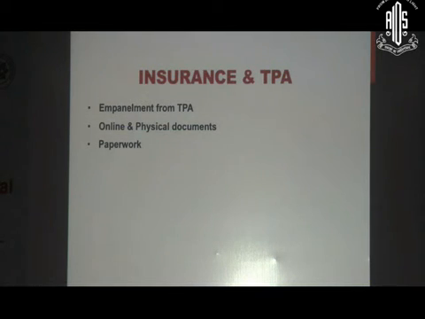Now health coverage is increasing in India. Now a good number of persons are having medical insurance. Some company employees are having medical insurance, so naturally they have to go to authorized doctors only. So try to get empanelment from the TPAs as much as you can. Then online and physical documents and paperwork are important, because if you have a good number of insurance patients, then you have to have staff who can handle all the paperwork also.